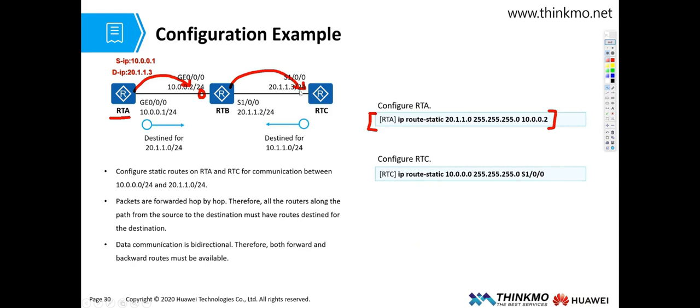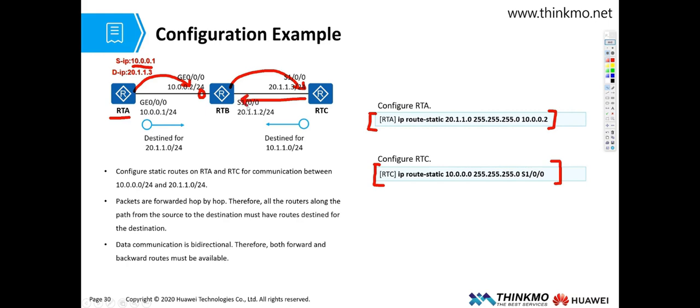In the future, it also needs to send return packets to our RTA. Return to where? Return to 10.0.0.0. However, since our RTC is not directly connected to RTA, it doesn't recognize it. In this situation, we need to write a static route for it, telling it that if in the future you want to go to 10.0.0.0, then send it to our RTB and send it out from my own S100 interface.